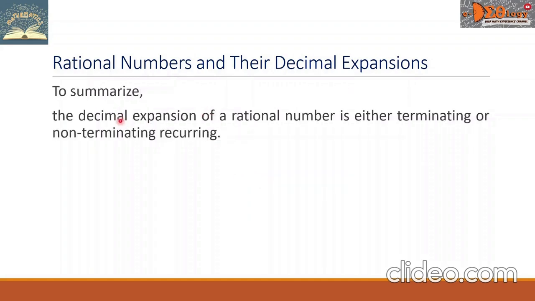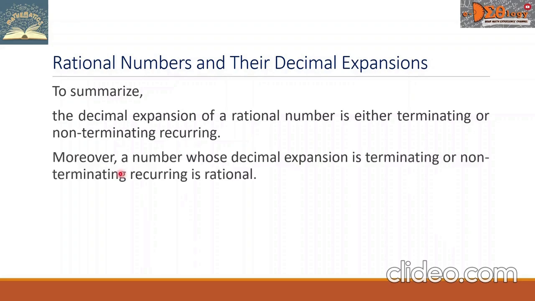To summarize, the decimal expansion of a rational number is either terminating or non-terminating recurring. Moreover, a number whose decimal expansion is terminating or non-terminating recurring is rational.